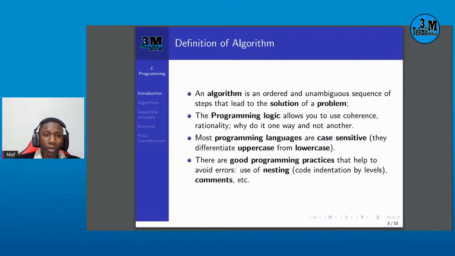Nesting: you have to put indentation in your code. Put the code in different levels of indentation. Comment your code whenever you can, please.